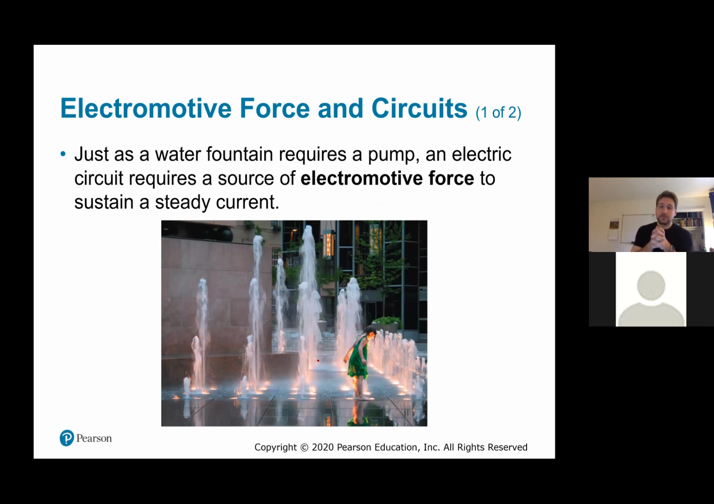Electromotive force. Electromotive, I'll give you. Motive, motion, electro, okay, so it's the electric motion, right? We're talking about charges in motion. If we need charges to move, we need oomph.